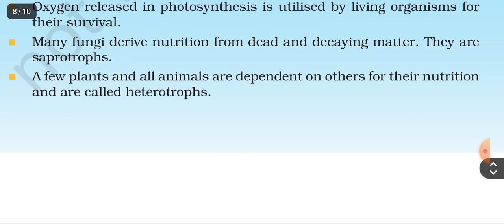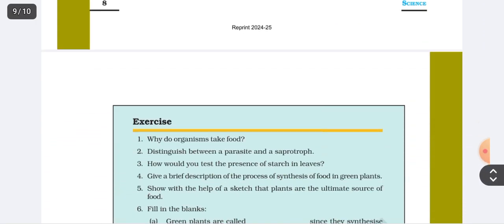Many fungi derive nutrition from dead and decaying matter. They are saprotrophs. A few plants and all animals are dependent on others for their nutrition and are called heterotrophs.